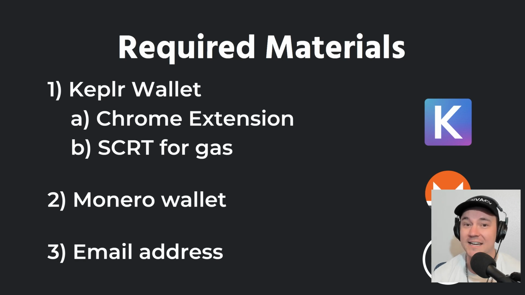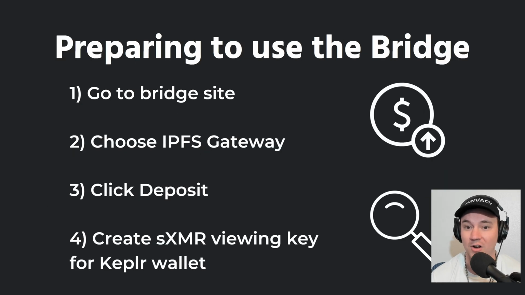Here in this video, you're going to need a Keplr wallet, which is a Google Chrome extension or on Brave, and some SCRT in it for gas. You'll need a Monero wallet. We'll be using the GUI wallet because it does not work with hardware wallets. They give the wrong transaction IDs and keys and an email address.